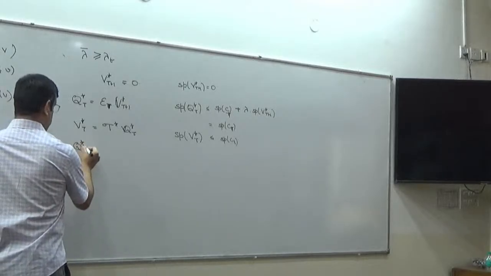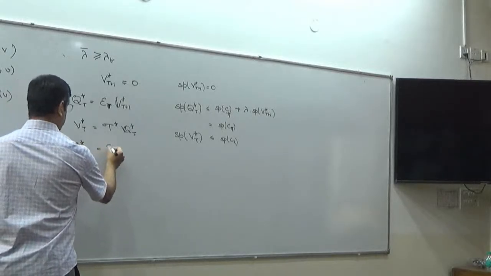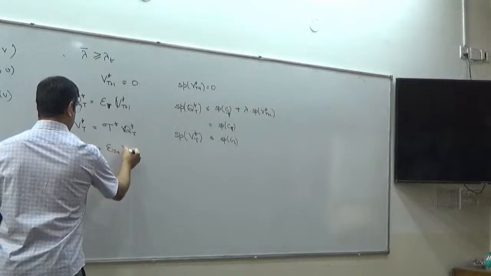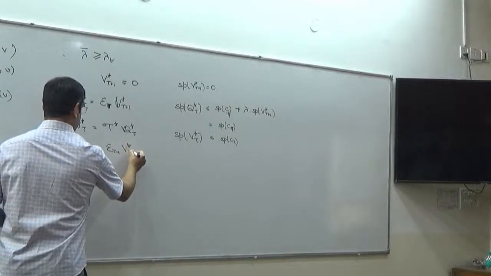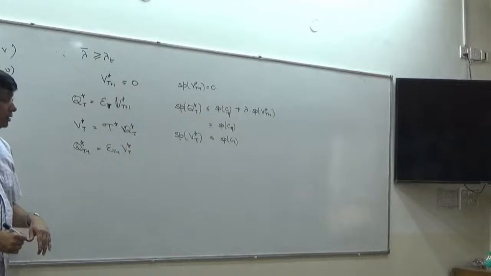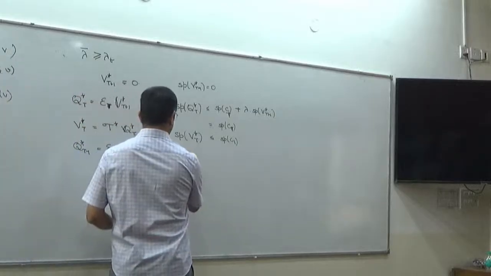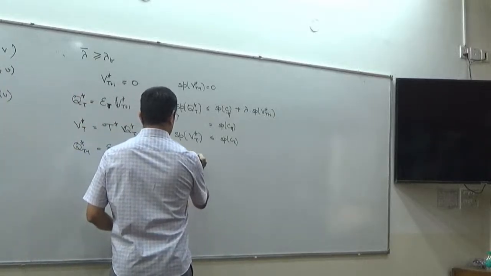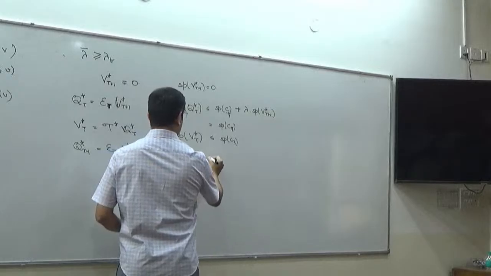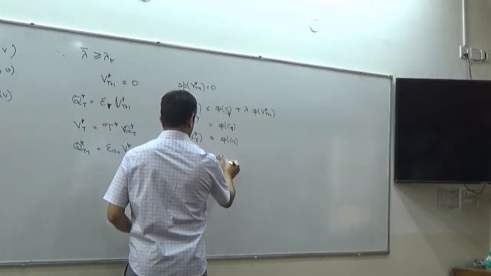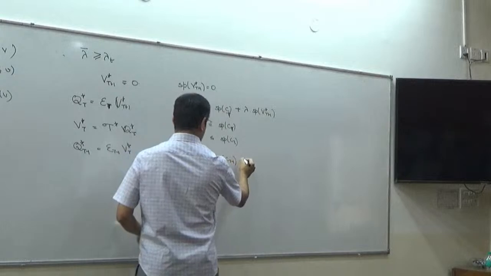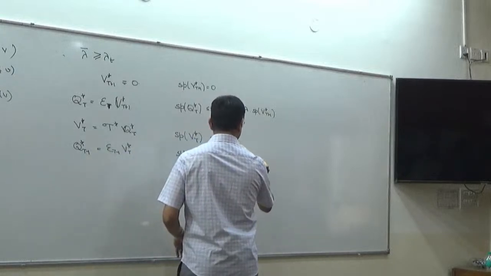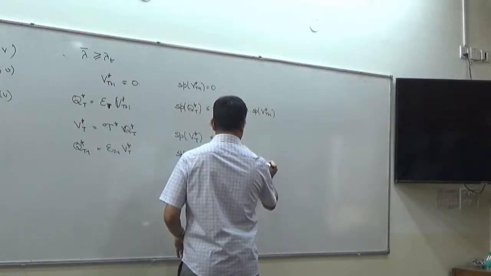Q star t minus 1 is going to be E t minus 1 applied on V star t. This is going to give me span of Q star t minus 1 is less than or equal to span of C t minus 1 plus lambda times span of V t, which will be span of C t.